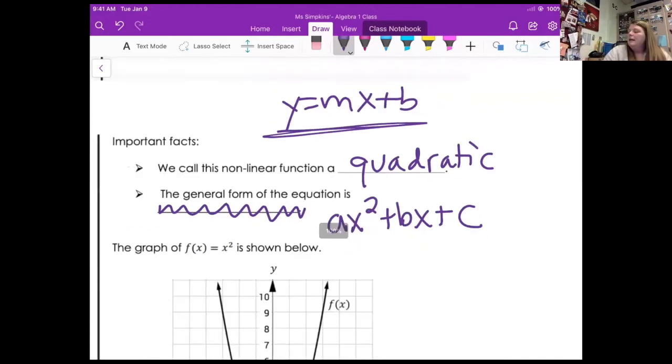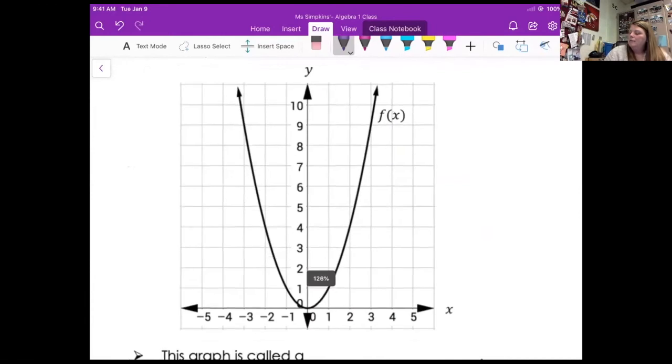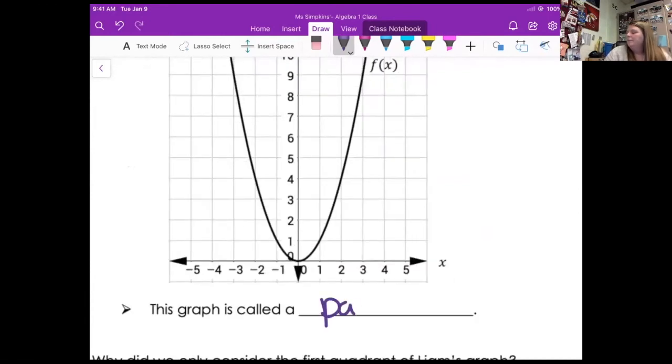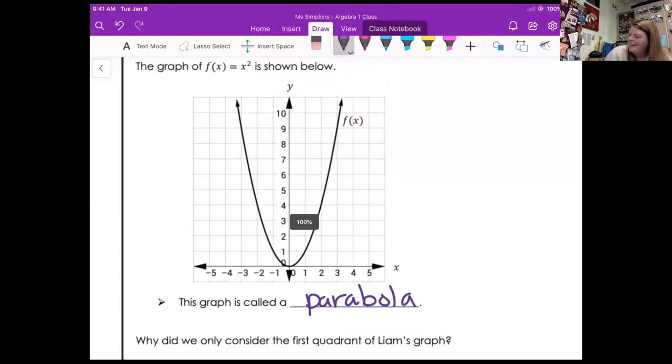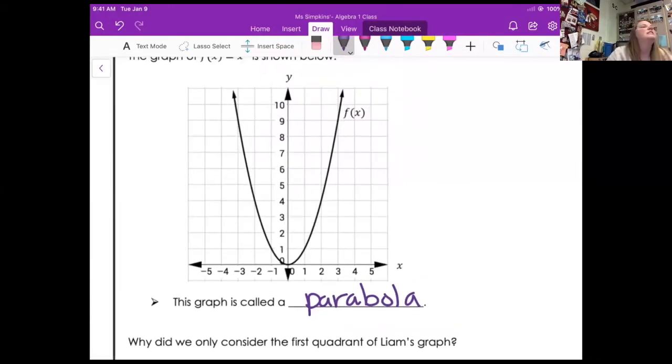Okay, here's another parabola. This shape, its name is parabola. Everybody act shocked. Oh my God. This is the most simple parabola, x squared. It doesn't have plus bx or plus c, its a value is 1. It is the most simple parabola.